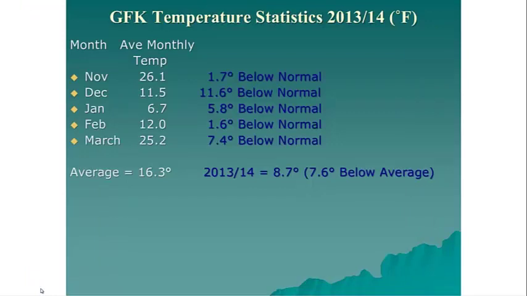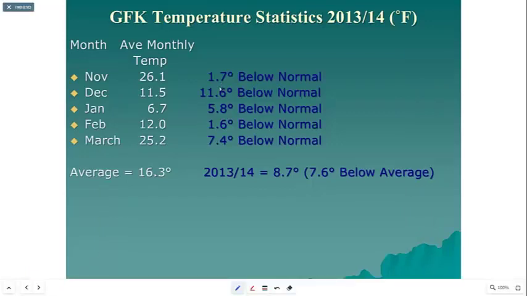It was cold. Every single month we had below normal temperatures, with December being 11.6 degrees below normal. So overall, the whole winter, and realistically winter is only December through February, but I took the months on either side of that as well. But in those 5-month period, 7.6 degrees below average. Pretty tough winter for us in the Northern Plains.